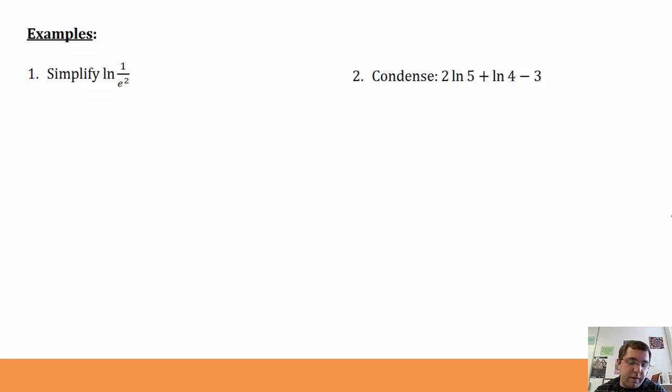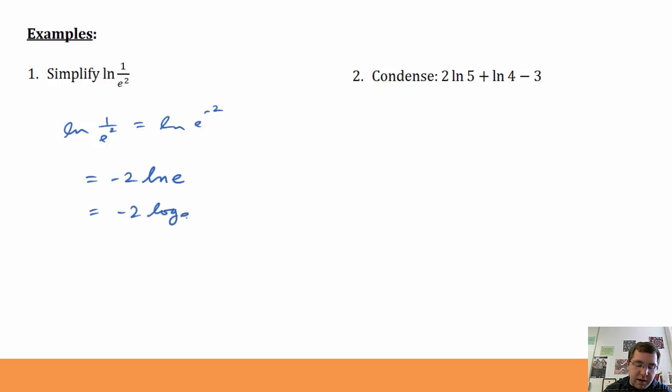Here's some examples. Simplify ln of 1 over e squared. Well, 1 over e squared I could rewrite as e to the negative 2 power. So this is the ln of e to the negative 2. I can bring the exponent out front and have negative 2 times the ln of e. Right? The ln has a base of e, so this is really negative 2 times the log base e of e. What's the log base e of e? That's 1. It's just negative 2 times 1, which is negative 2.